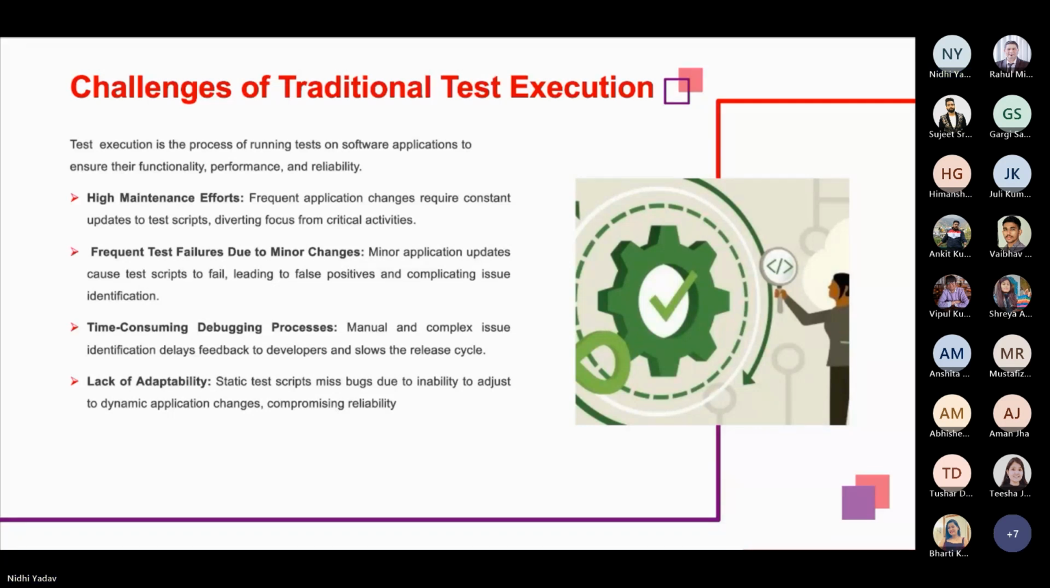Fourth and last is lack of adaptability. The traditional execution methods which we use lack flexibility to adapt quickly to the dynamic elements whenever a website or an application is undergoing development or undergoing changes. So this results in an inability of our scripts to adapt quickly to the changes of the application. So to overcome such challenges, we should implement optimized test execution.